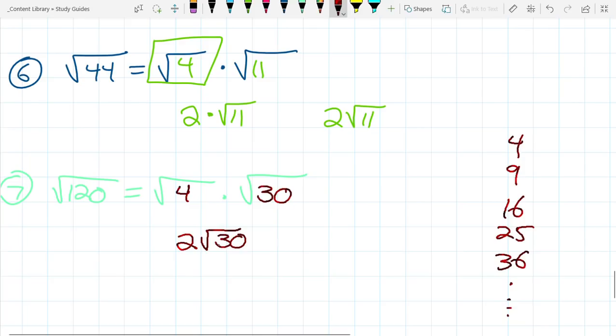Now, it doesn't mean I'm done. When you do it once, you have to look at 30 and now see if any of these numbers go into 30, which none of them do. So we are actually done on this one, but sometimes you can do the process one more time, just like when you reduce a fraction.